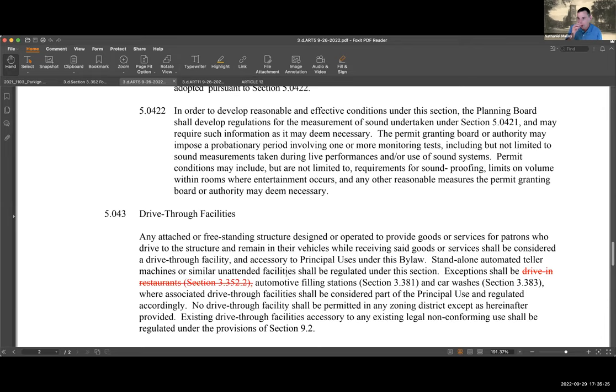And so it's just kind of the way it was permitted. We never really permitted a drive-in restaurant as a principal use. It was always a restaurant with a drive-through as an accessory. Got it.